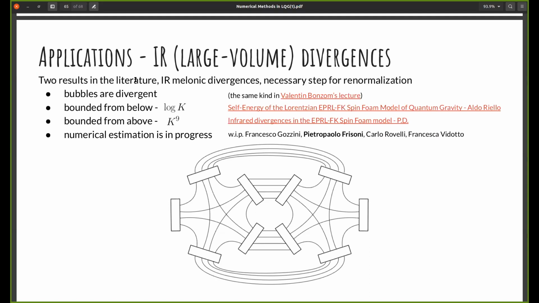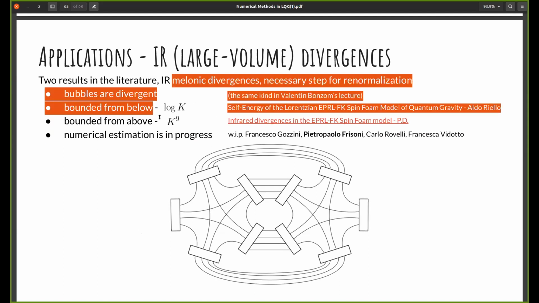So what's the idea? The idea is that if you have two vertices connected together, possibly you have divergence. These kinds of graphs are called bubbles and are the same kind of bubbles that were studied by Valentin Bonzom and are important if you want to do the renormalization of spin foams. In particular, this is interpreted as a renormalization of the propagator of spin foams that at bare level, if you want, is just the identity.